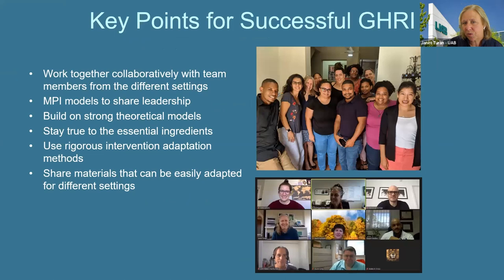And so in summary, I would say the key points for us in terms of successful global health reciprocal innovation are working collaboratively with the team members from the different settings, and when possible using MPI models to share leadership of the work. We know we have to stay true to the essential ingredients of the intervention, but we also need to adapt to the context using rigorous intervention adaptation methods. And I'm hopeful that we'll be sharing materials that can be easily adapted to different settings globally.